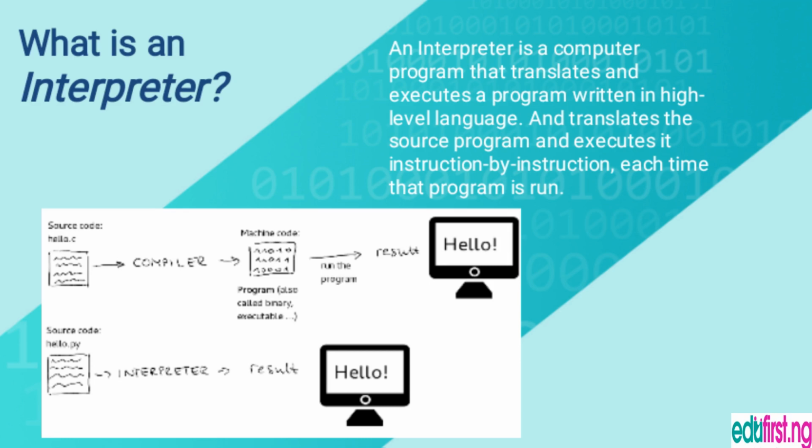For example, if you can look at the picture on the screen, we have a compiler and an interpreter. The picture depicts how both of them work. On the compiler, you can see a source code written in C language. The compiler will first of all compile it and translate it into a machine code that the computer can understand, and then the program will be executed by the computer. But on the interpreter, it doesn't involve translating the actual code, the source code, into machine code. It goes straight to interpret and execute the program.